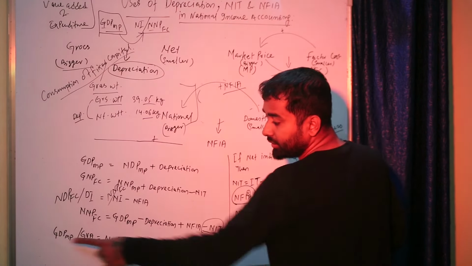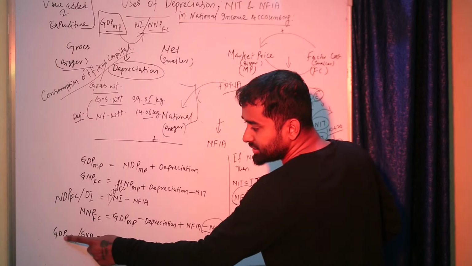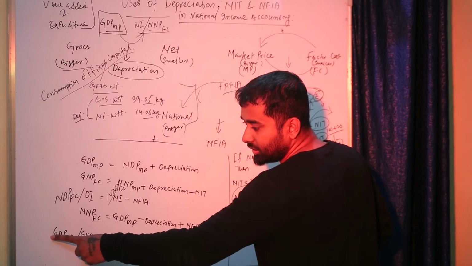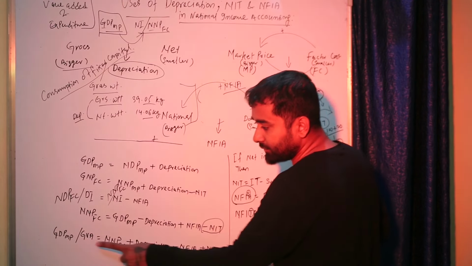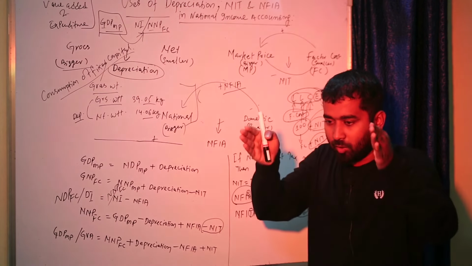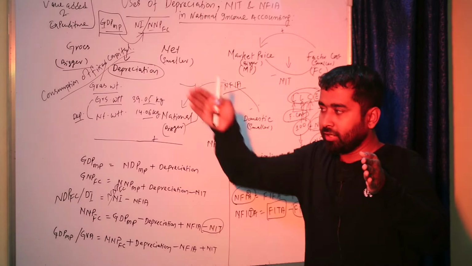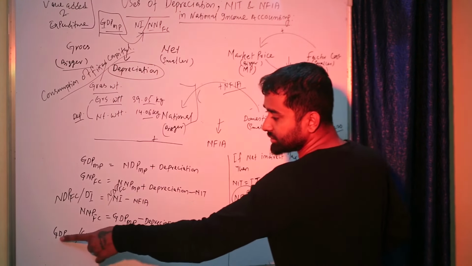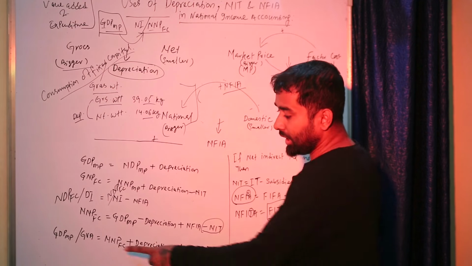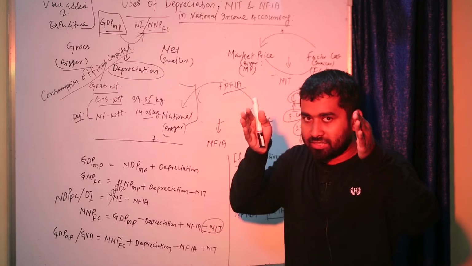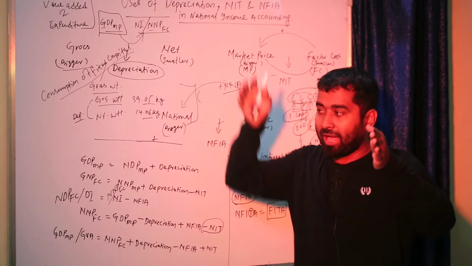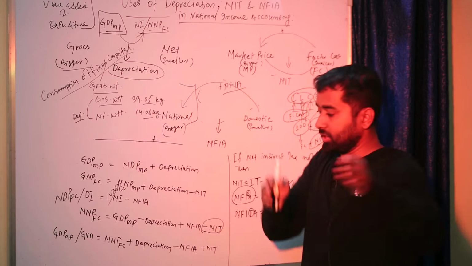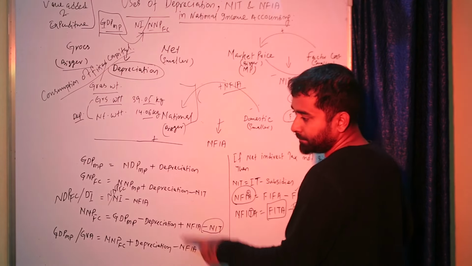See, all of these are changes. Gross I am making from net. Gross domestic product at market price is what I am making. So I have the smaller one, net, and I am making gross, the bigger one, so add depreciation. Next, I am making domestic from national. Domestic is the smaller one and national is the bigger one, so minus NFIA.